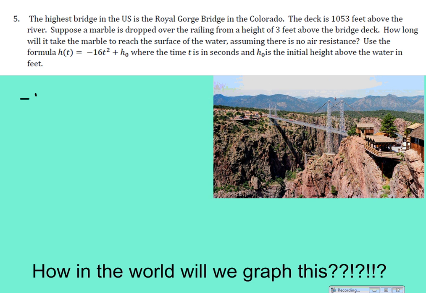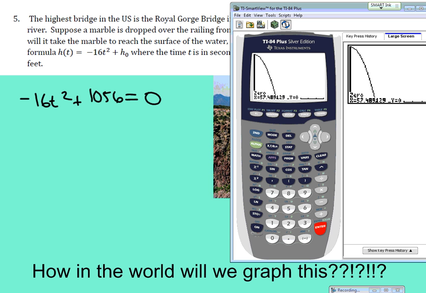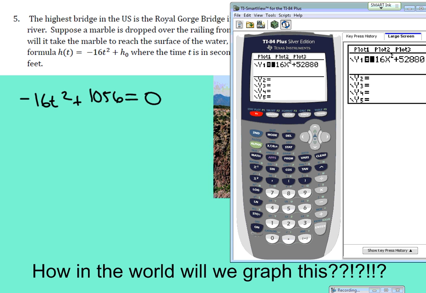So once again, we're using negative 16t squared plus 1,053 plus the original 3 feet above the deck. So it's really going to be 1,056, and you're trying to figure out when that height is going to be 0. Again, I'm going to go back to the calculator and let it do this for me. I'm going to change this to negative 16x squared, where x is my time and my answer would be my height, plus 1056.